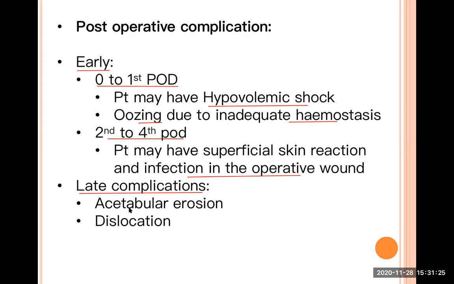Regarding the late complications, erosion of the acetabulum, probably because of hemiarthroplasty, and dislocation of the joint, or dislocation of the artificially placed device like Austin Moore prosthesis, can also occur. Okay, so let's move on.